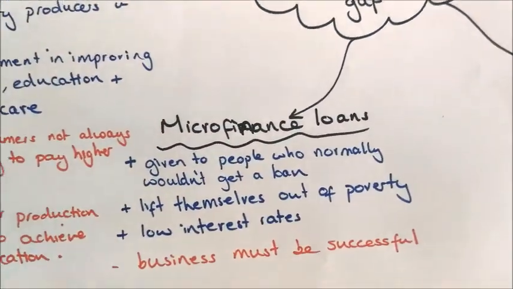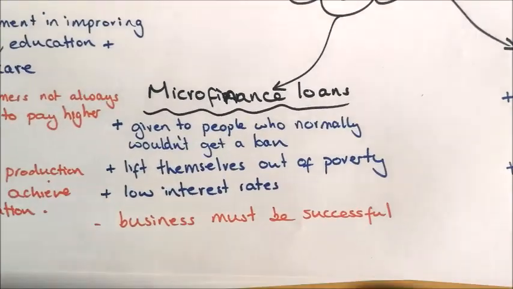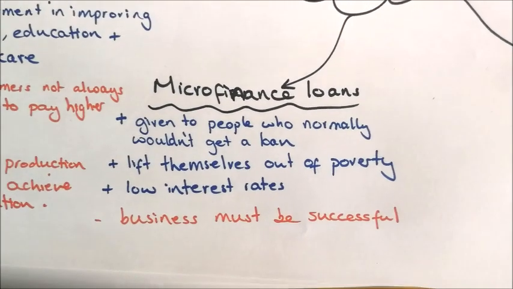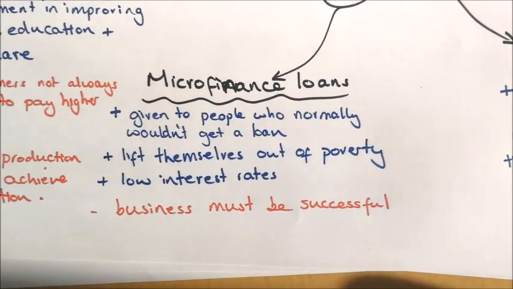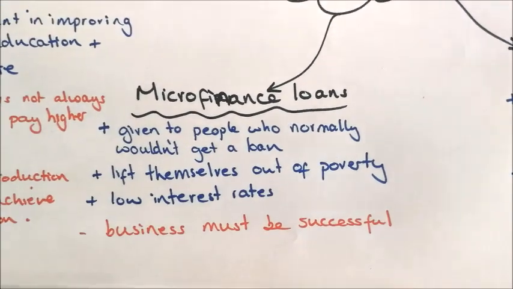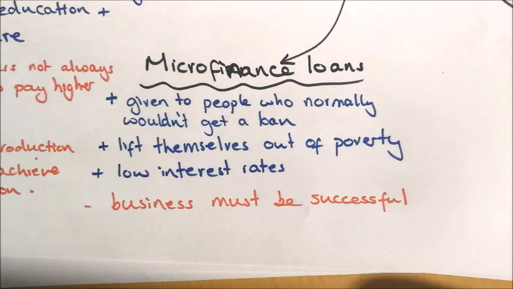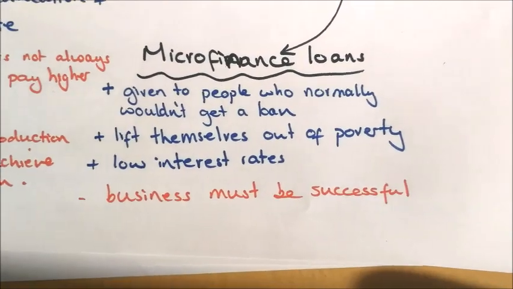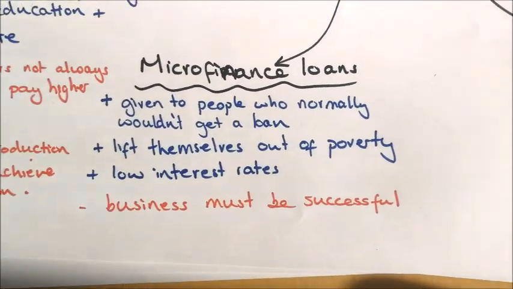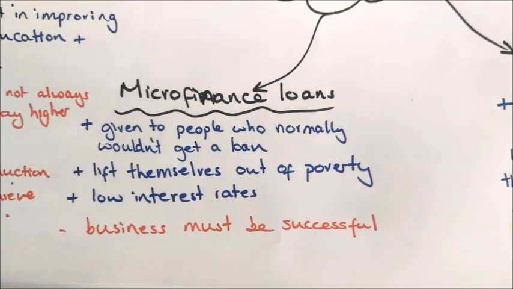Most commonly as well, we see a growing trend in the provision of microfinance loans. So this is when a small amount of money is given, generally from a high-income country, to people who are living in low-income countries who normally wouldn't be able to get a loan, maybe due to a poor credit rating and a seeming lack of income or education. The idea behind this is that they'll be given this loan to then be able to start up their own business and lift themselves out of poverty.